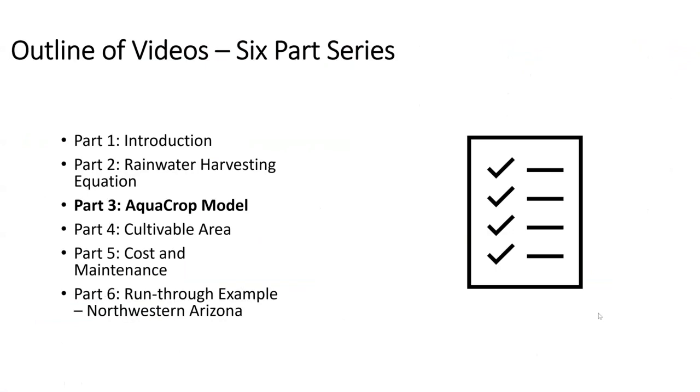So here's an outline of the remaining videos. Part 1, we went over an introduction. Part 2, looked at the rainwater harvesting equation. And part 3, which is this video, we will be looking at the AquaCrop model. Part 4, we'll look at the area that can be cultivated using the collected rainwater. Part 5, we'll look at the cost and maintenance of implementing a rainwater harvesting system. And in Part 6, I will be doing a run-through example.